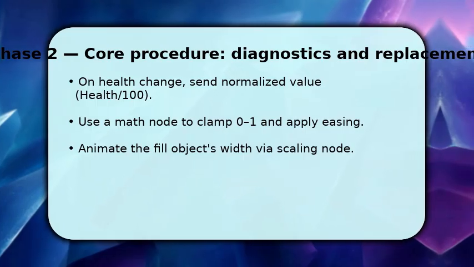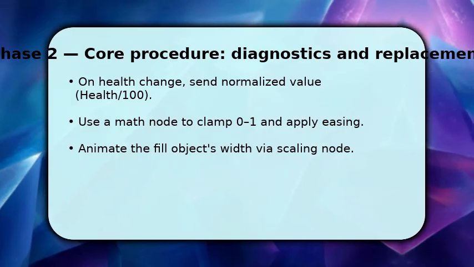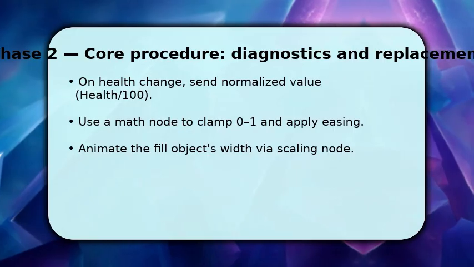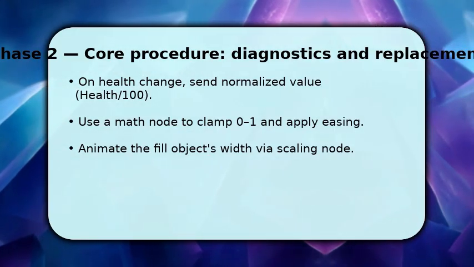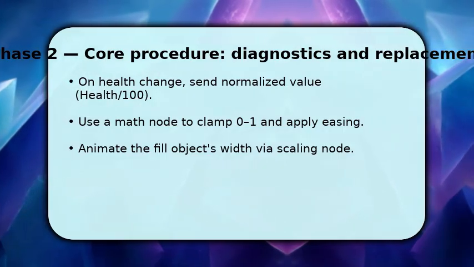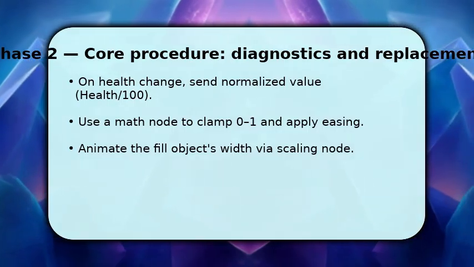Use a math node to clamp values, and, if desired, add an easing function so the bar animates smoothly rather than snapping. Then connect that normalized output to a scale or width control on the fill UI object, so 1 maps to full width and 0 to empty. Test with damage and heal signals while watching the bar respond in real time.